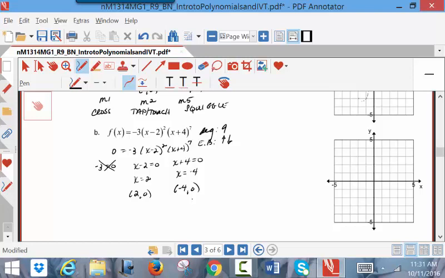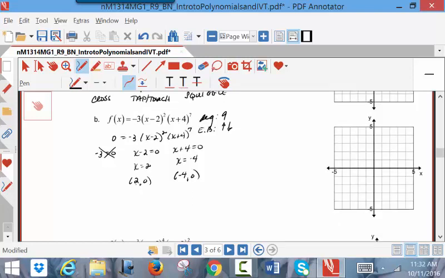Okay, so my x-intercept at 2, 0, what is its multiplicity? 2. So if it's an even degree multiplicity, does it cross, squiggle, or tap? Tap or touch, whatever, okay. What is my multiplicity at negative 4? 7. So it's an odd degree multiplicity, so it either crosses or squiggles. Which one? This is a squiggle.